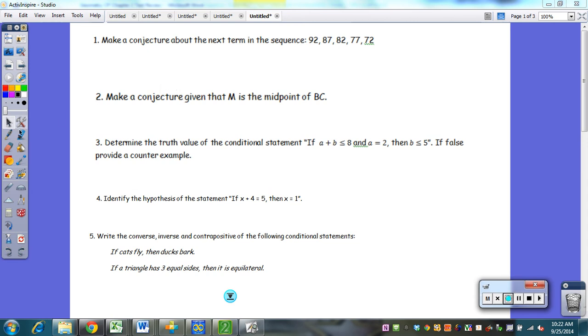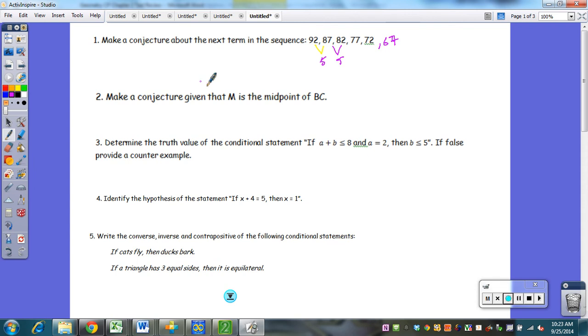When we're looking at number 1 here, we're basically talking about making a conjecture for the next term in this sequence. This shouldn't be too hard since we can see here that each one of these terms is actually going down by 5. Okay, so we can see here that 72 minus 5 is going to give us 67. So that's going to be my next term here.